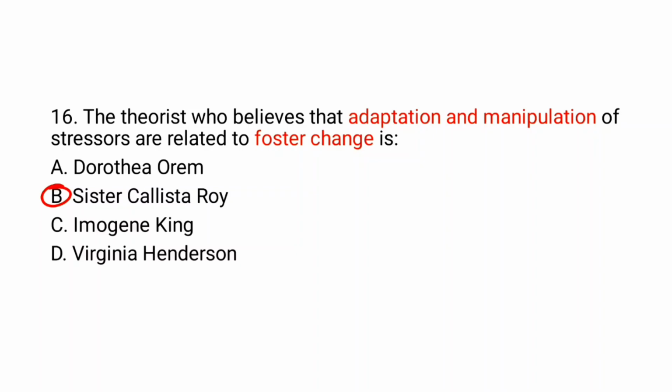King's theory naman is the goal attainment theory and describes nursing as a helping profession that assists individuals and groups in society to attain, maintain, and restore health. And sa letter D, Virginia Henderson, siya naman yung nag-introduce sa nature of nursing model and identified the 14 basic needs. Okay? Basta adaptation and manipulation or yung adaptation theory is Sister Callista Roy. Our answer here is letter B.